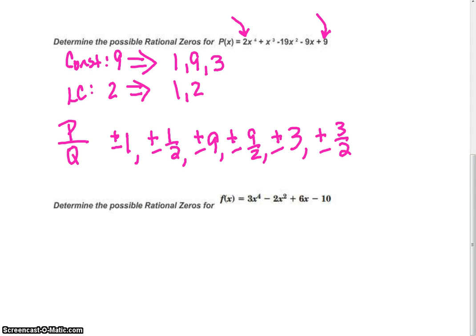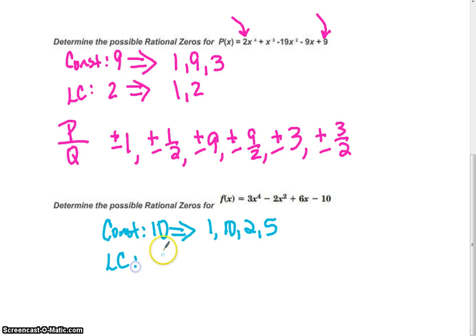So looking at the next one and doing the same thing, you start by figuring out what is your constant, and that is going to be 10. So the factors of 10 are 1 and 10, 2 and 5. Figure out what your leading coefficient is. In this instance, it's 3. Factors of 3 are 1 and 3.